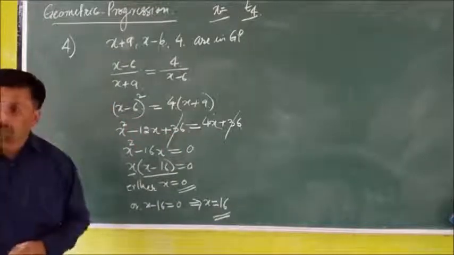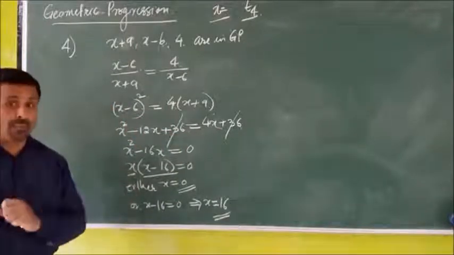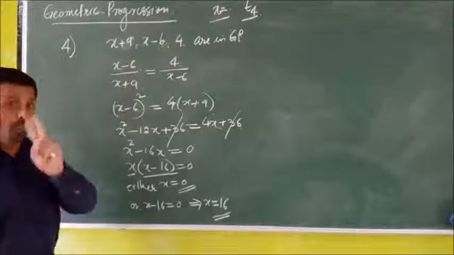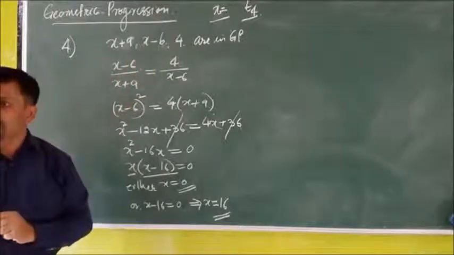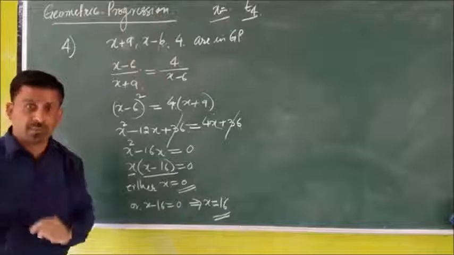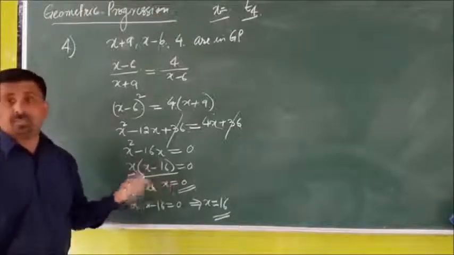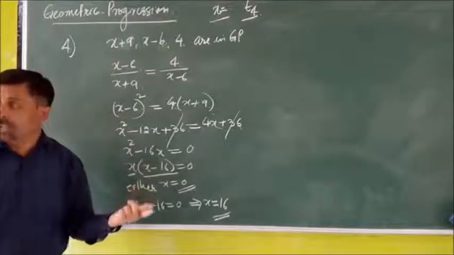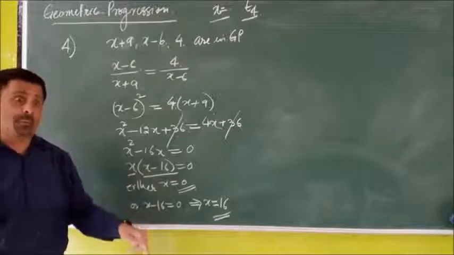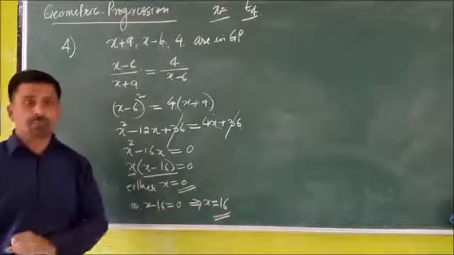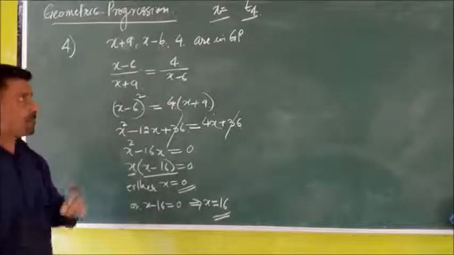We got two values of x. That means we are going to get two fourth terms. When x is equal to 0, we get one fourth term, and we will get one more fourth term when x is equal to 16. Is this very clear?